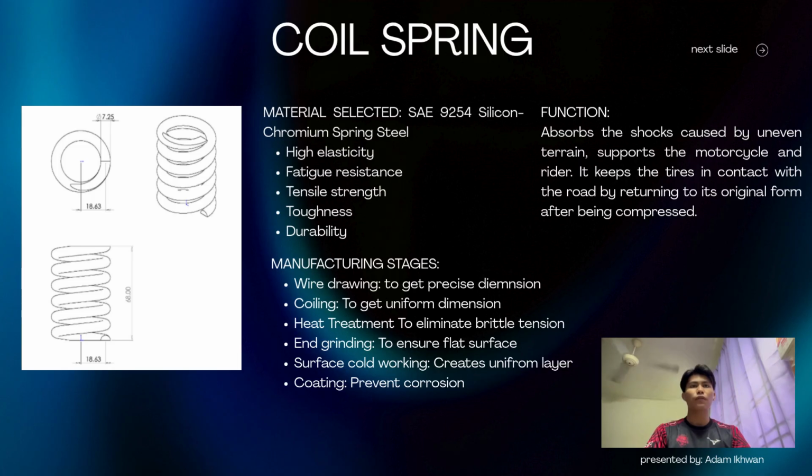The function of coil spring in the shock absorber is to absorb the shock caused by uneven road or terrain. This is to support the motorcycle and rider. Actually, it gives the rider more comfort when riding the motorcycle. It keeps the tire in contact with the road by returning to its original form after being compressed. That's all for the coil spring.